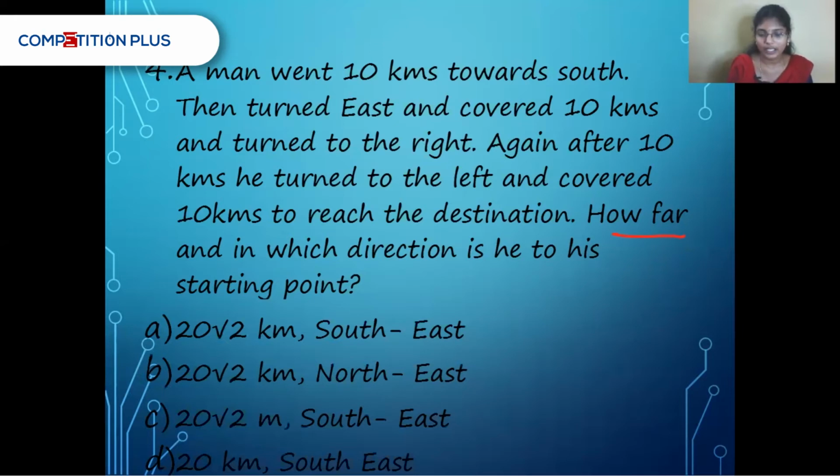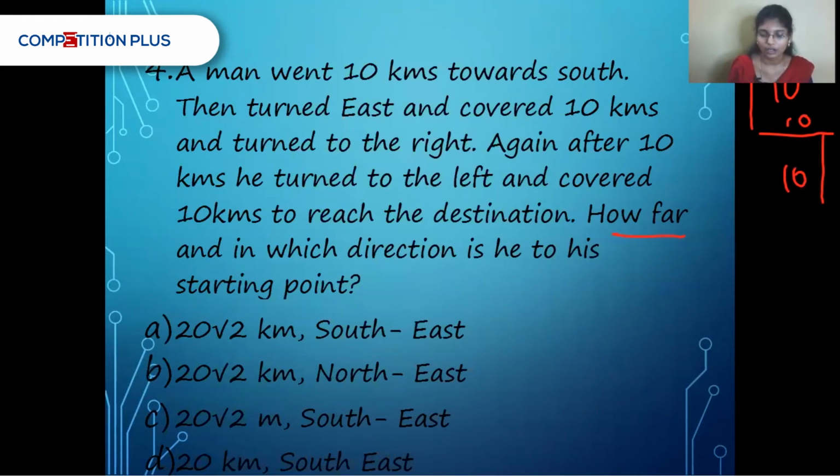Okay, so first he is moving south 10 kilometers and then turned east. We know the main directions: north, south, east, west. Accordingly, you can proceed. So he's moving east 10 kilometers and then he turned to his right and again moved 10 kilometers. At this position, this is his right. He moves 10 kilometers. Then he is again moving towards his left.